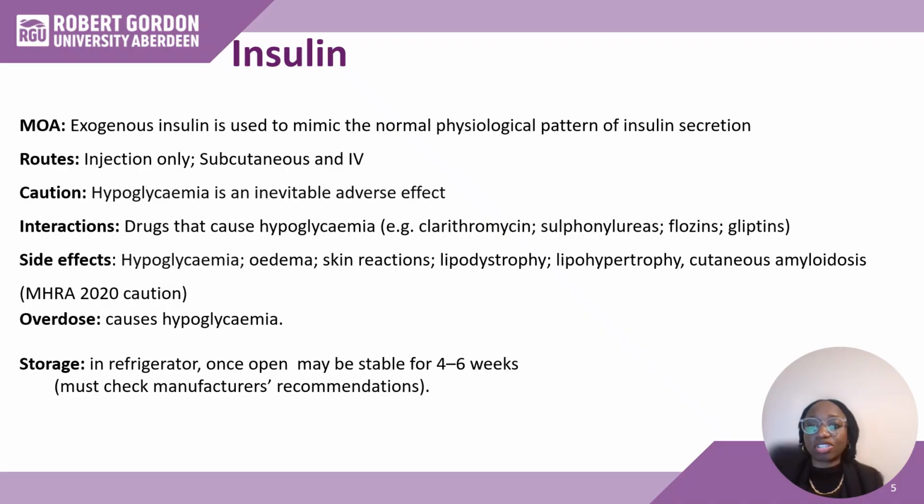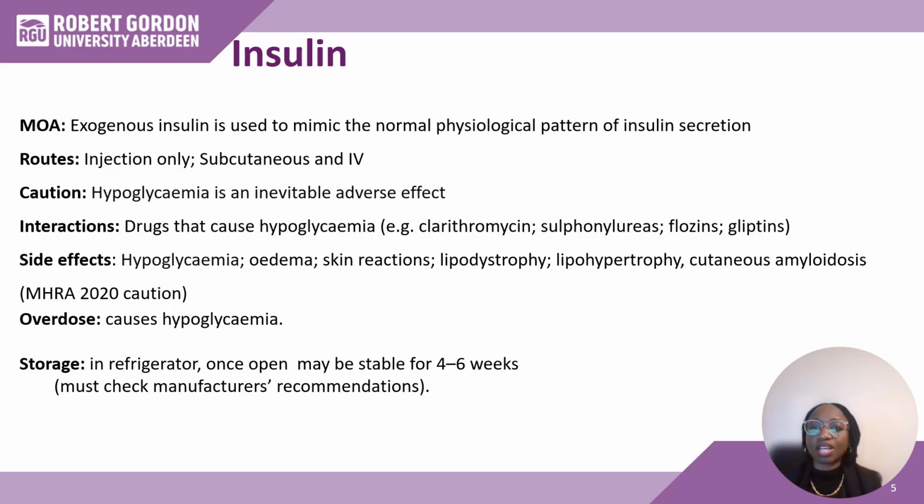So it is the exogenous insulin that works by mimicking a normal physiological secretion pattern. Insulin is given by injection only, either subcutaneously or intravenously. The main caution is hypoglycemia, which is an inevitable risk with insulin therapy. Interactions include medications that also lower glucose, such as clarithromycin, sulfonylureas, as well as SGLT2 inhibitors and the DPP4 inhibitors.